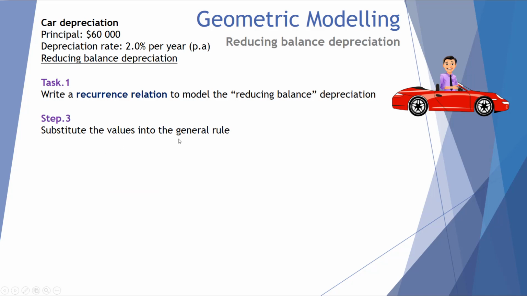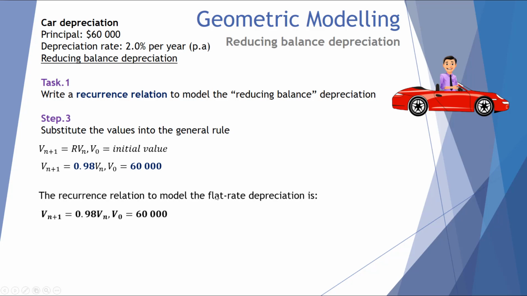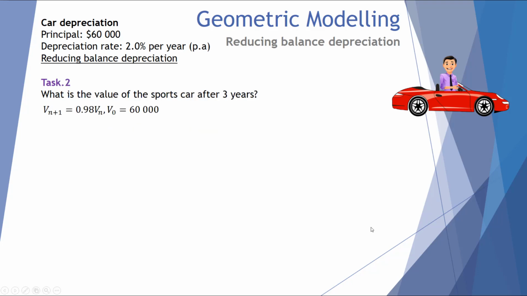Let's substitute these values into the general rule. The value of the next term is equal to the value of the previous term multiplied by its growth rate or growth factor with an initial value. So here we have our growth factor of 0.98 and an initial value of 60,000. So the recurrence relation to model the reducing balance depreciation is Vn plus 1 equals 0.98 times Vn, where the initial value was $60,000. Task number 2, what's the value of the sports car after 3 years?